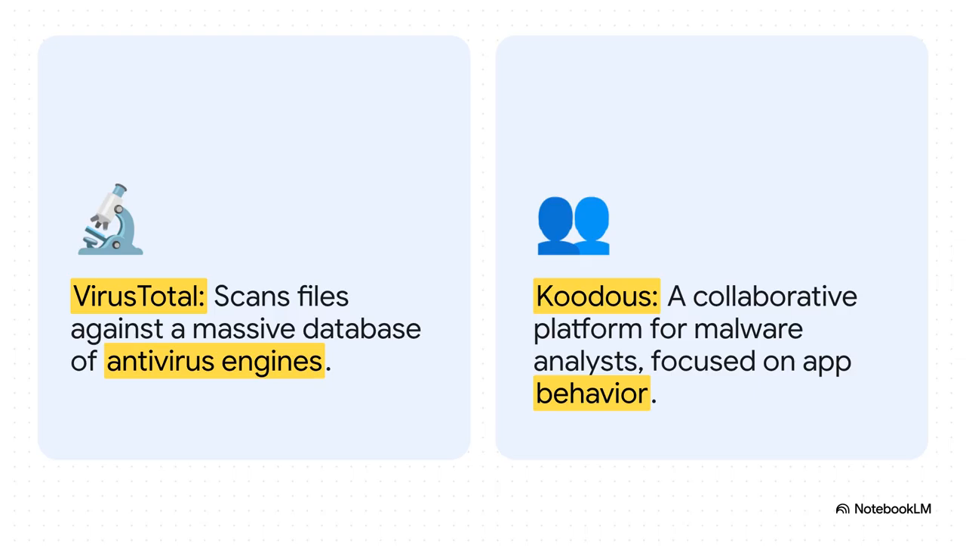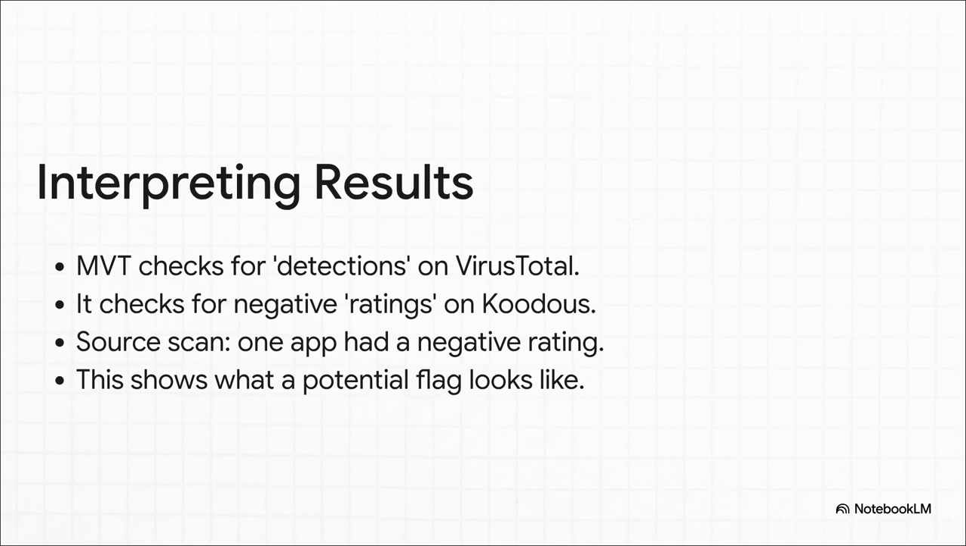Think of VirusTotal as the brute force approach. It scans files against dozens of antivirus engines all at once. Koodous is more like a detective agency, a community where actual human experts analyze an app's behavior to spot anything suspicious. So what does a potential red flag actually look like? Well, in the source scan, everything came back clean. From VirusTotal, 0 detections. Great. But on Koodous, one app called com.taptap.global had a negative reading. Now, in this case, it was just a benign app store, but it shows you exactly what to look for. Any result that isn't a completely clear pass.